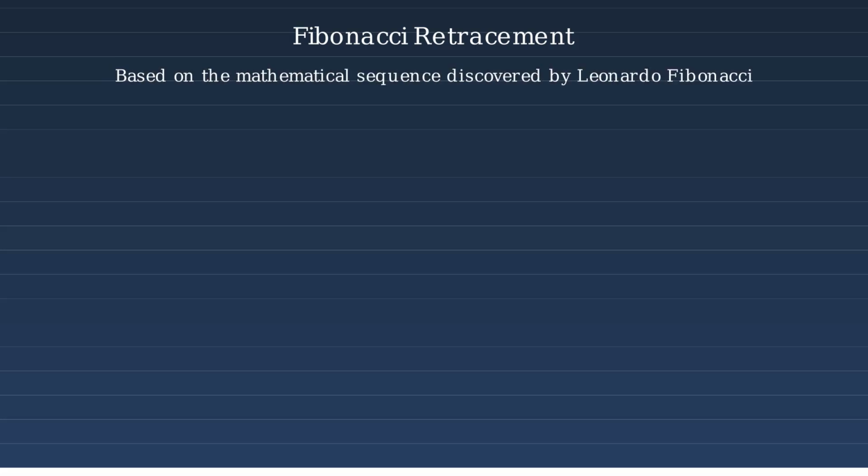Fibonacci retracement is based on the mathematical sequence discovered by Leonardo Fibonacci in the 13th century. The sequence begins with 1, 1, and each subsequent number is the sum of the 2 previous numbers: 1, 1, 2, 3, 5, 8, 13, 21, and so on.